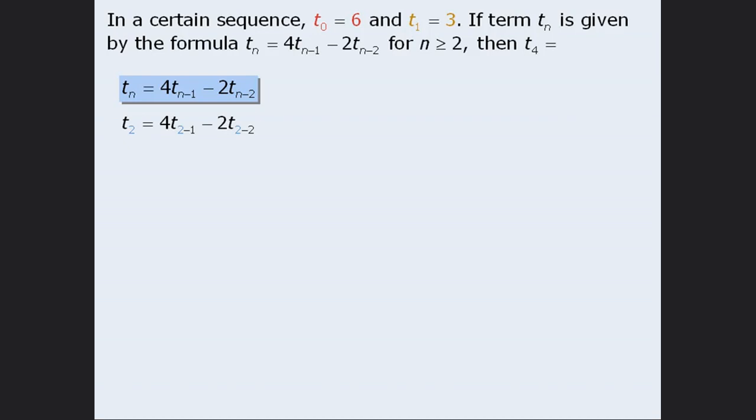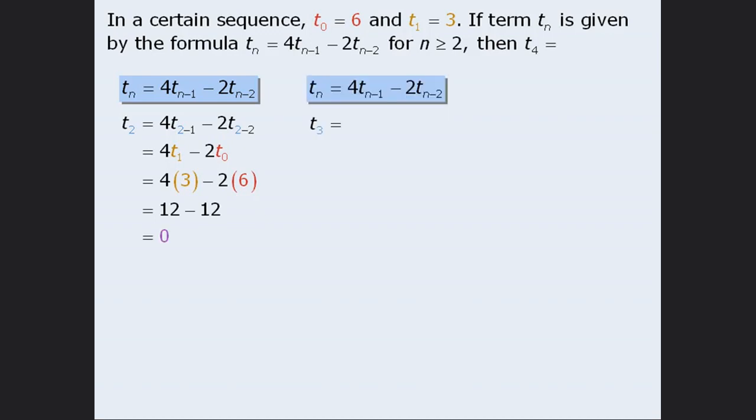When we plug 2 in for n and then simplify, we see that term 2 is equal to 4 times term 1 minus 2 times term 0. Well, we are told that term 1 equals 3, so we can add that here. We are also told that term 0 equals 6, so we can add that here. When we simplify this, we see that term 2 is equal to 0.